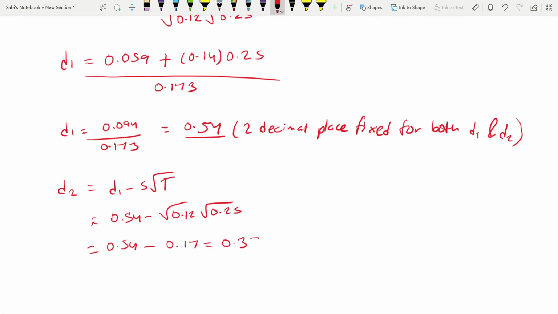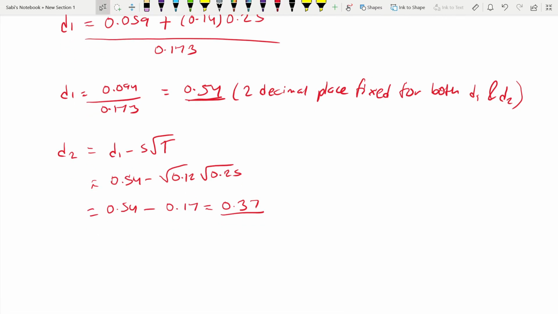Did you see this is also in two decimal places? This is also in two decimal places: 0.54 and 0.37. Now, go to the next step. The first step is D1 and D2. Step 2: N(D1) and N(D2). Okay. Here at this stage you have to use a normal distribution table.